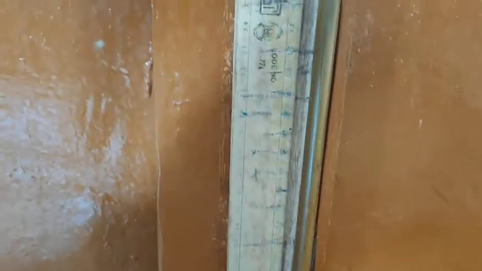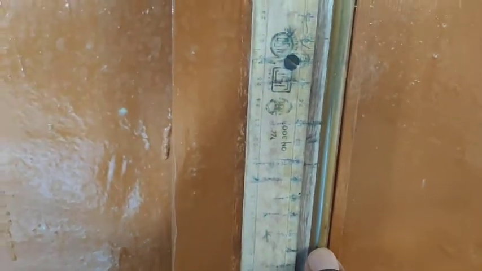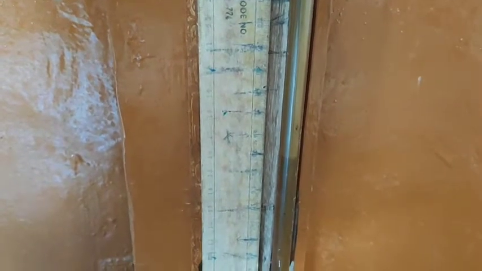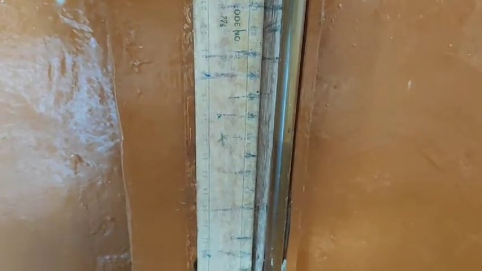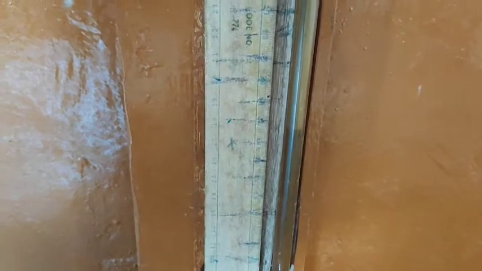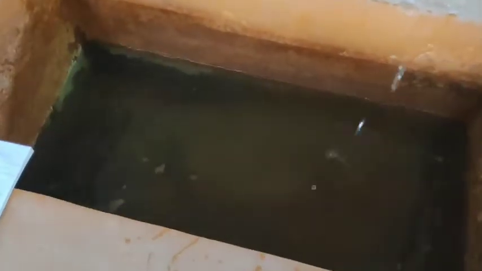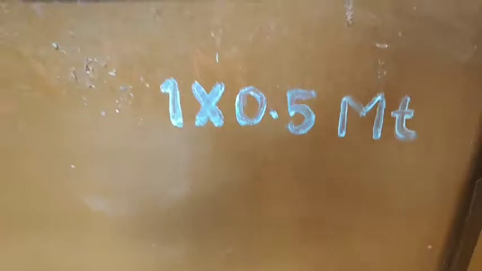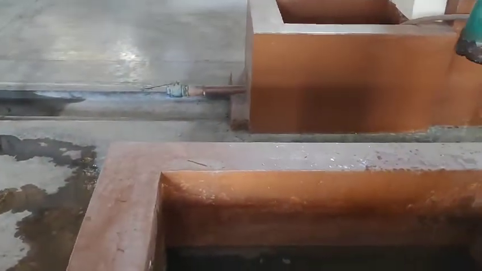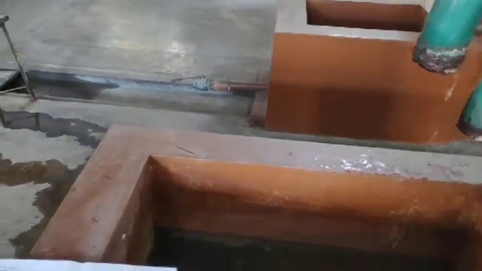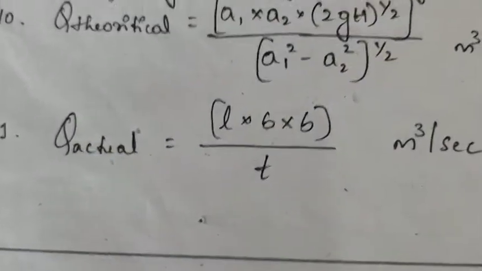Now for the first 5 centimeters of the water to rise, let us take the time needed. Now it has taken 18, 19, 20, 21 seconds for the water to rise. Therefore, the actual volume of water collected is the length of the tank and the breadth of the tank, which is shown here, multiplied by the height, which is the 5 centimeter height, which gives the volume of water collected in 21 seconds. Divided by the time, this gives meter cube per second, which is the actual flow rate.